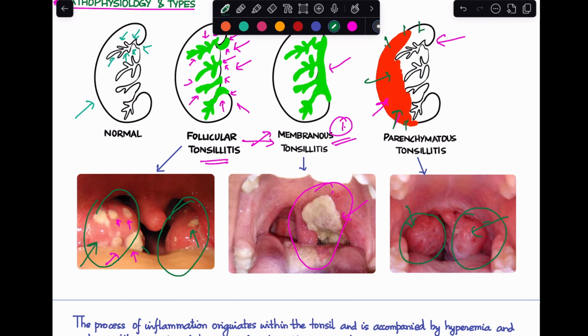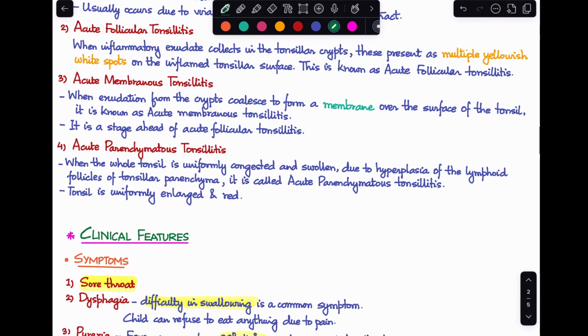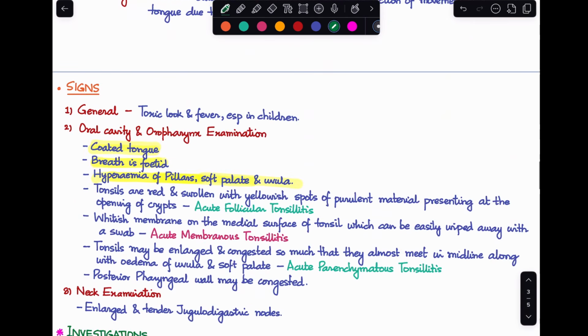Then, in a case of acute membranous tonsillitis, you will be seeing a whitish membrane over the medial surface of the tonsil, and this membrane can actually be easily wiped away with a swab. So that's what acute membranous tonsillitis will look like. And lastly, in case of an acute parenchymatous tonsillitis, you'll see that the tonsils may be enlarged as well as congested. They'll be very reddish, so much so that they are almost meeting at the midline along with an edema of the uvula and the soft palate. And in case of acute catarrhal or the acute superficial tonsillitis, you'll see that there will be a generalized congestion involving the posterior pharyngeal wall as well.